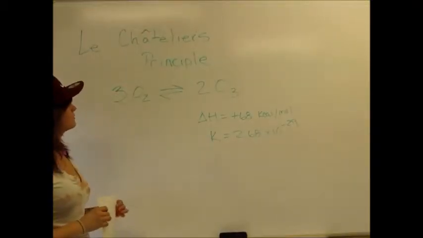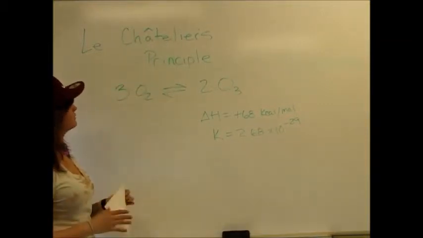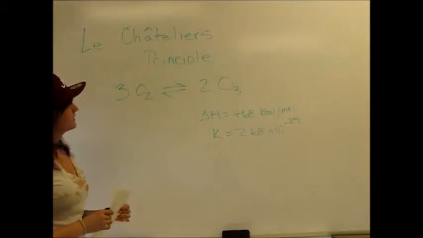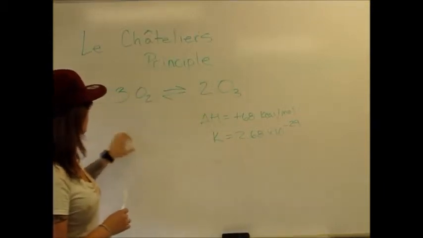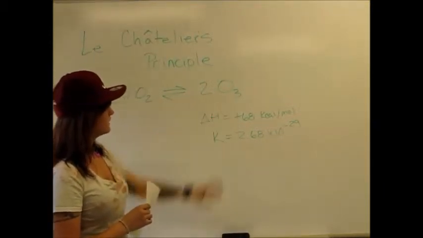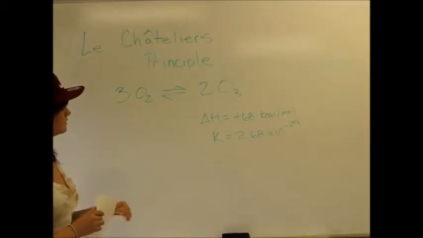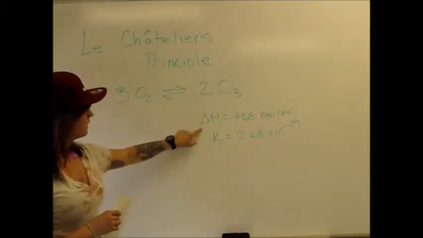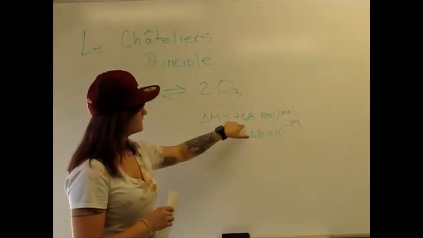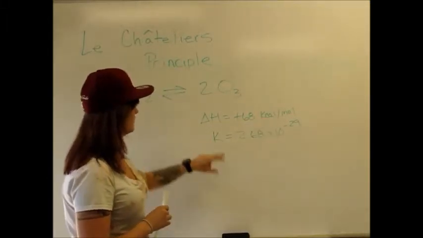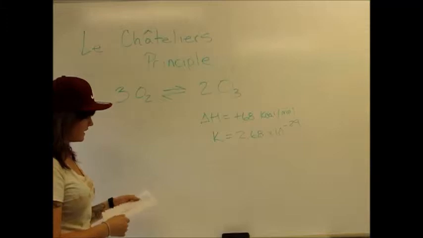So the next set of problems we're going to work on is Le Chatelier's principle. Excuse me if I said that wrong to all you French people out there. So pretty simple. We got a reaction right here talking about oxygen converting to ozone. And this is going to be number 7.62 in your book, chapter 7. And it gives you our enthalpy and our equilibrium constant. So for enthalpy, we have a positive 68 kcal per mole, and our equilibrium constant is 2.68 times 10 to the negative 29. And then this question asks you a series of questions.